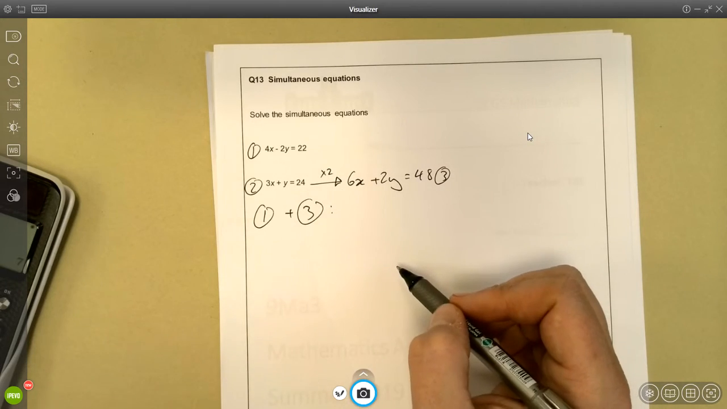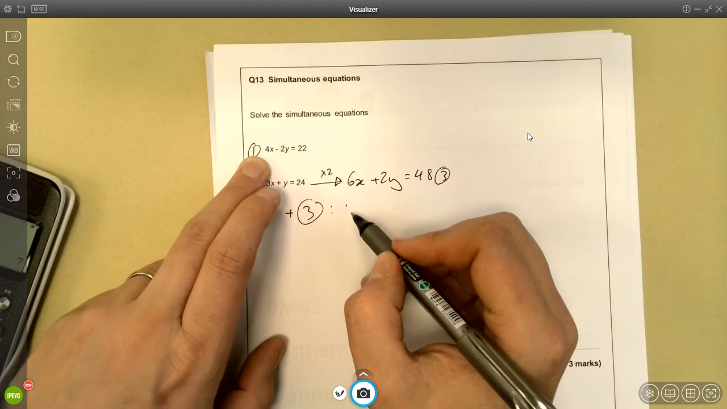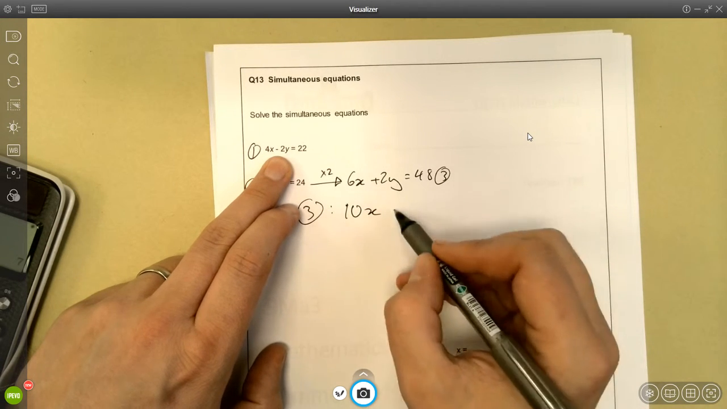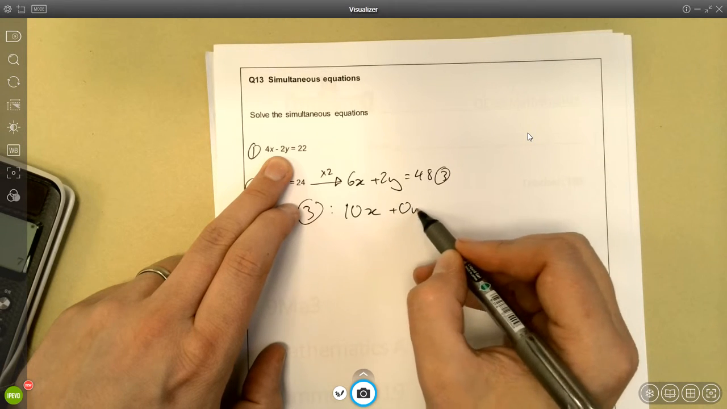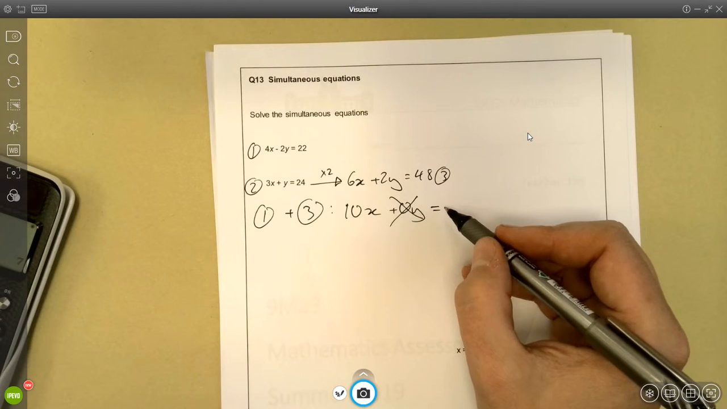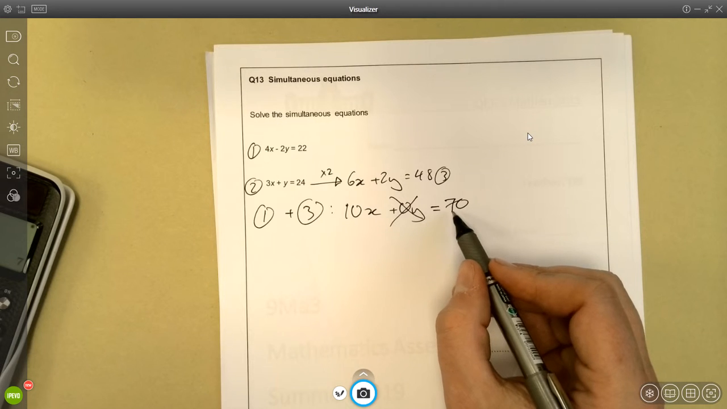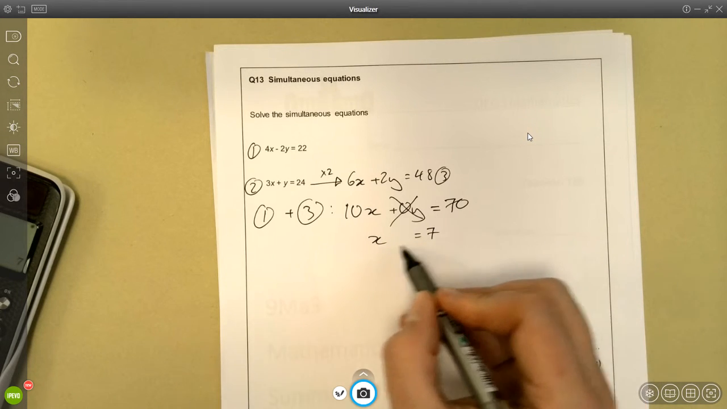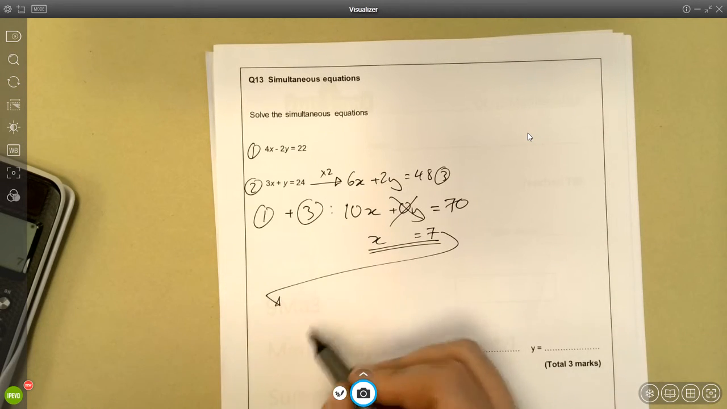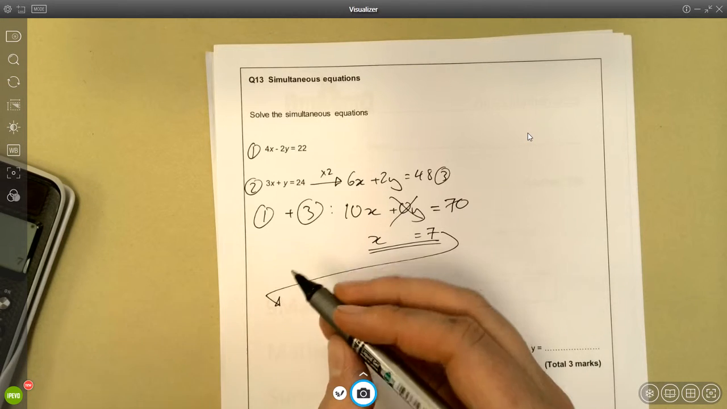If I add those two things together, I get 4x plus 6x, which is obviously going to be 10x. Negative 2y plus 2y is 0y. You don't even write that in normally. And then you add those two together, you're going to get 22 plus 48, which is 70. So if 10x is 70, x must be worth 7. All right. Then we're going to take this answer and we're going to substitute that into one of these. Okay.